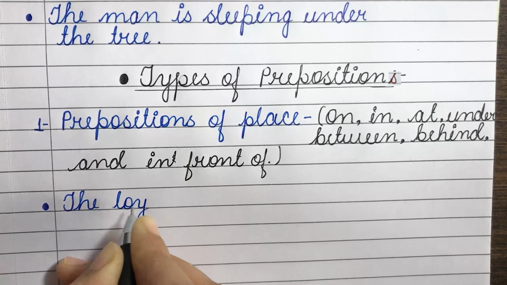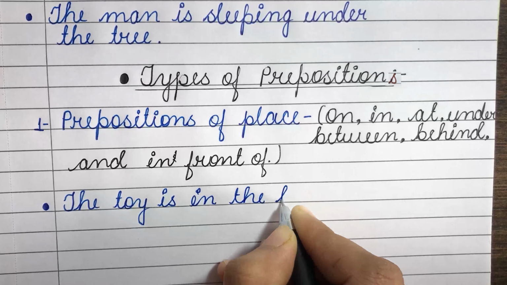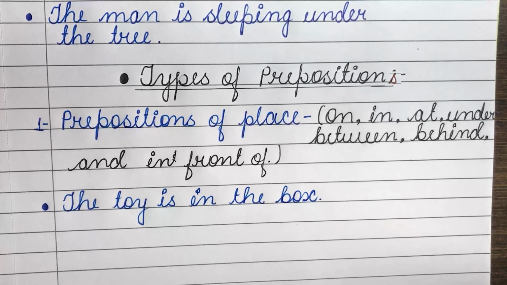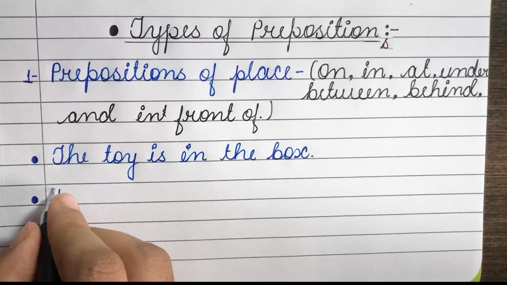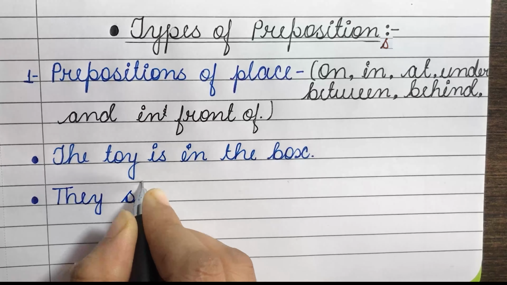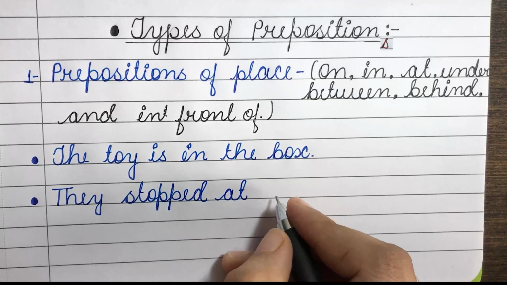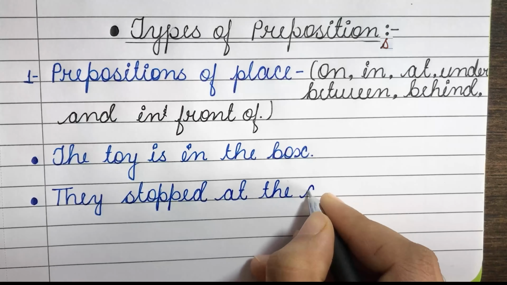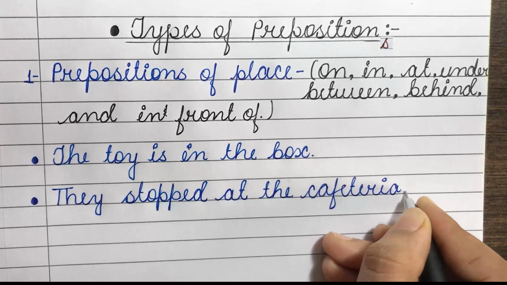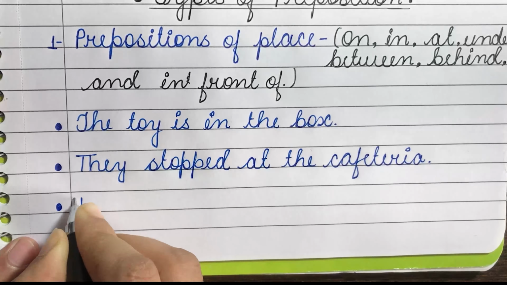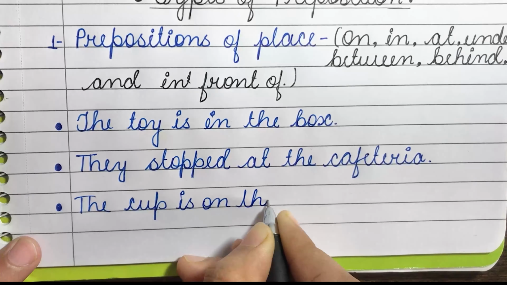The toy is in the box. This is the preposition of place. They stopped at the cafeteria. The cup is on the table.